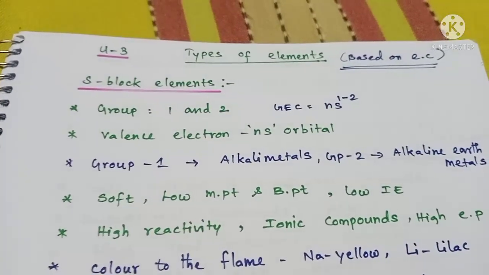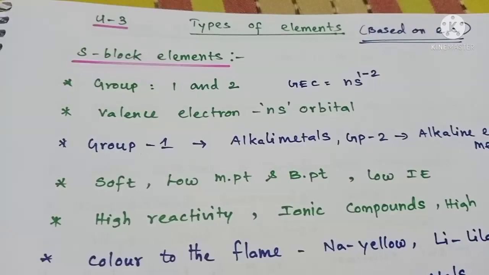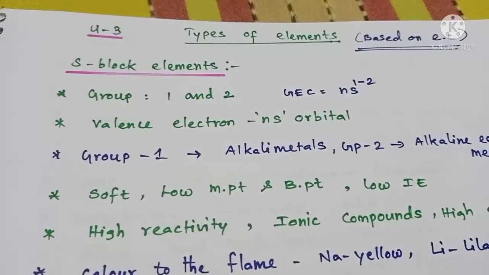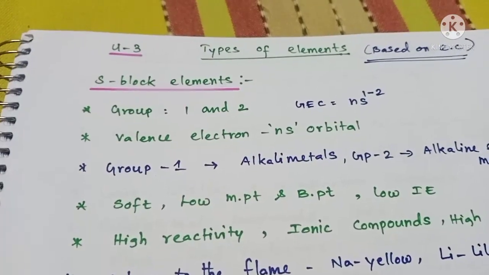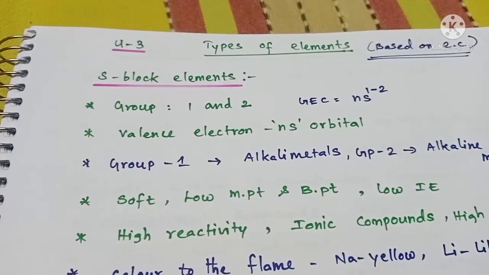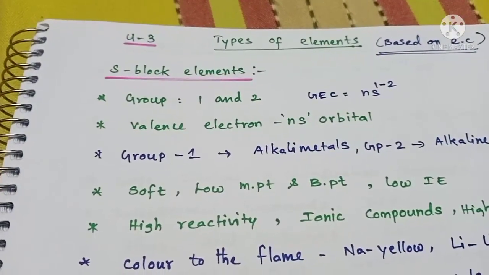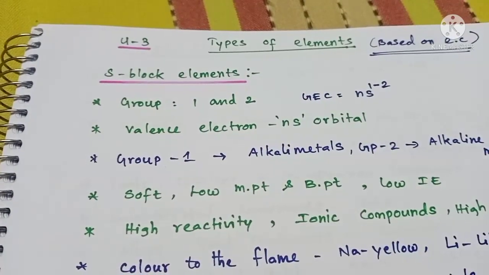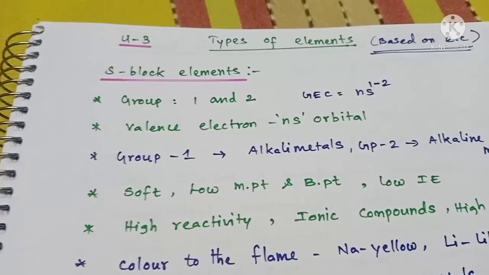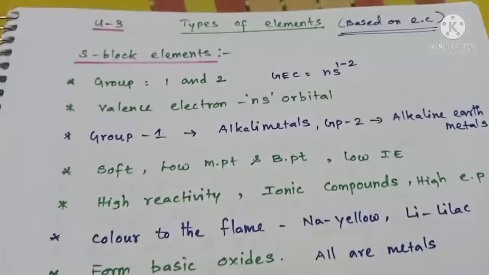In this video, I am going to discuss the types of elements based on the electronic configuration. This is from unit number 3, periodic classification lesson. Based on the electronic configuration or the valence electron, we have 4 different types of elements in the periodic table. They are nothing but S block, P block, D block and F block elements. Now we are going to discuss some important properties of these 4 block elements.